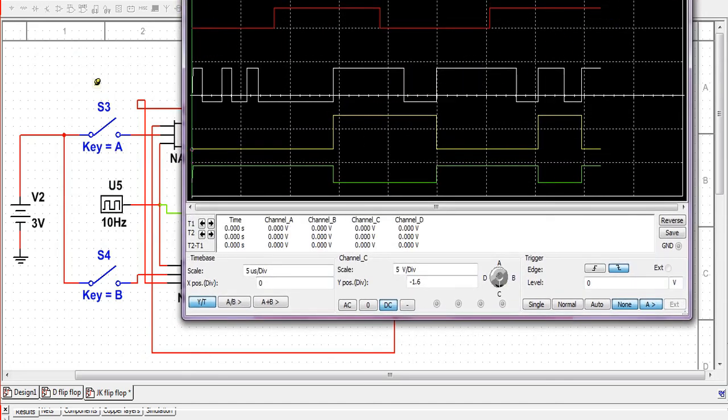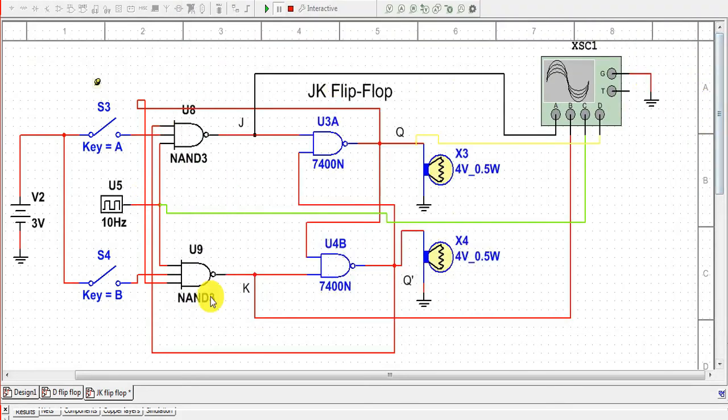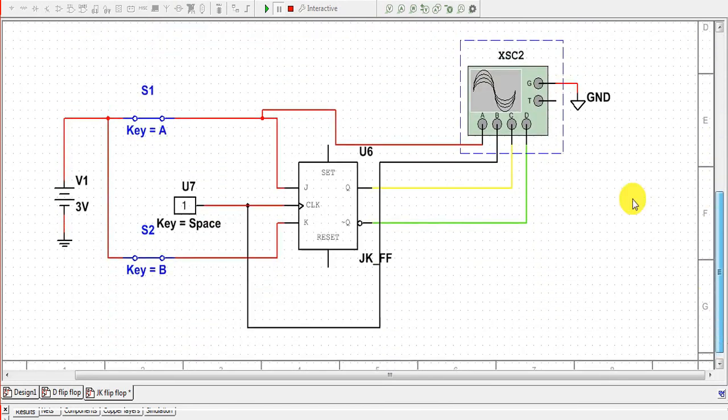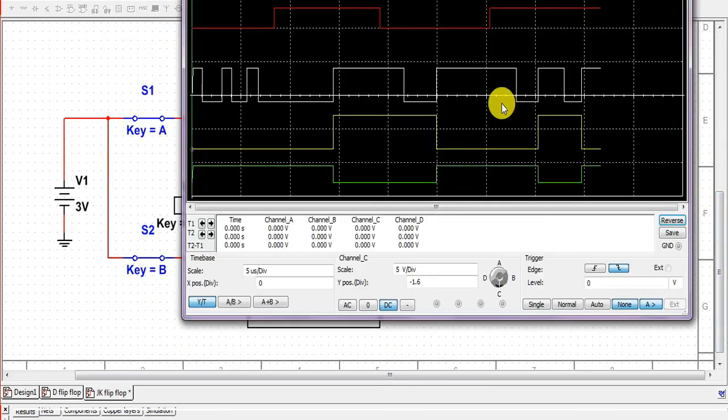So that's all about the JK flip-flop. We have made the circuit diagram as well as verified the truth table using bulbs, and also we have seen the timing diagram. So, thank you.